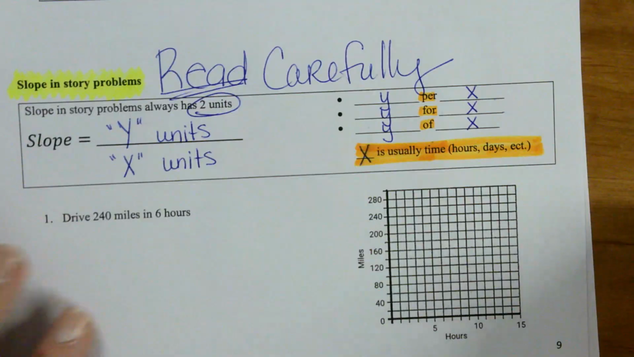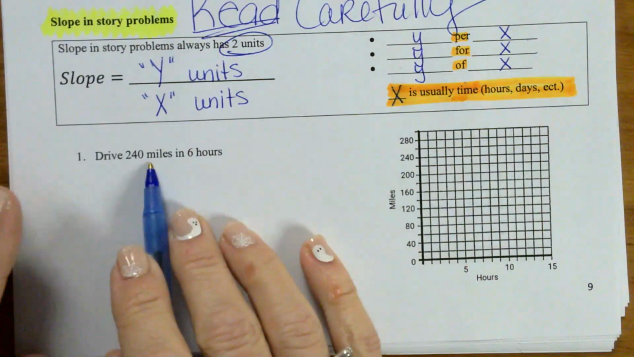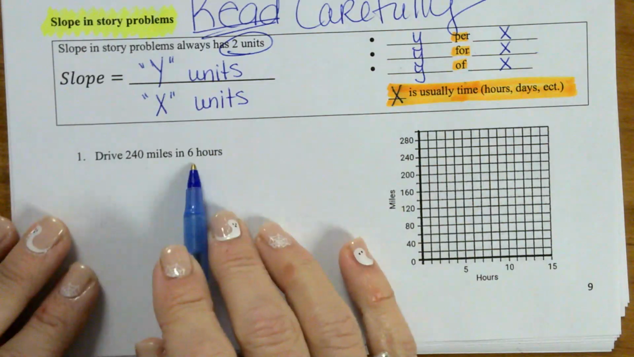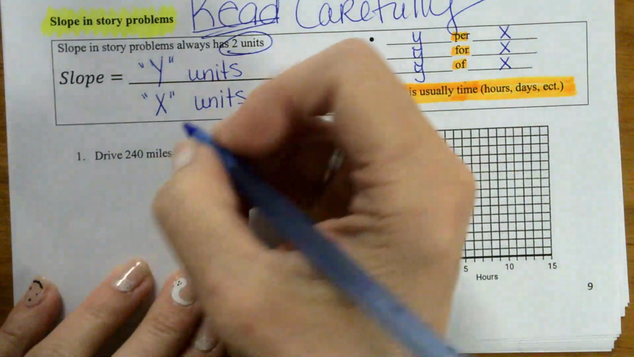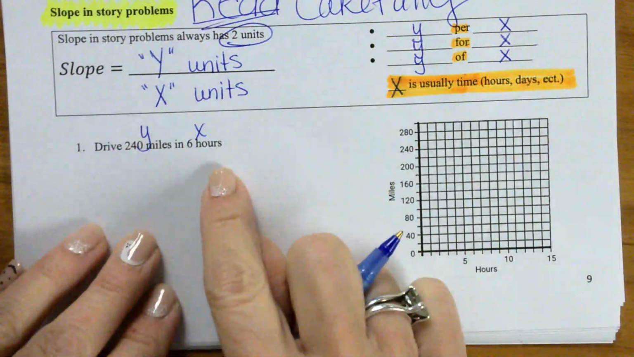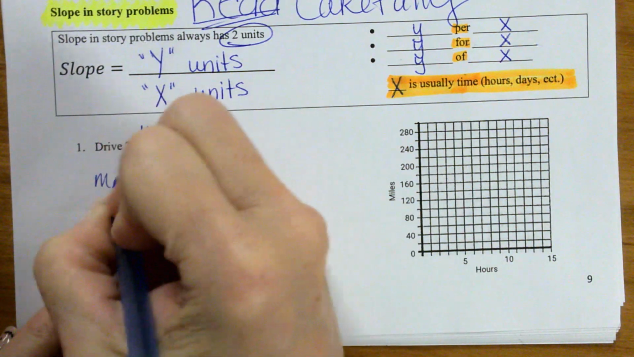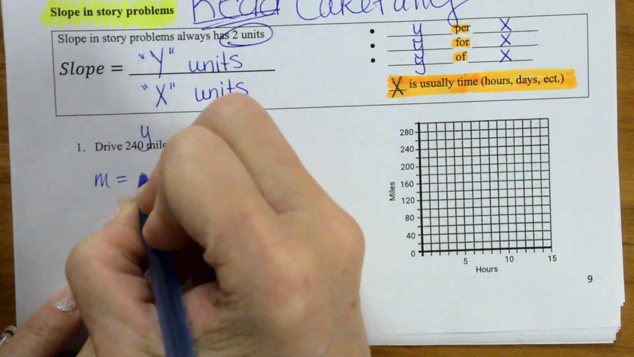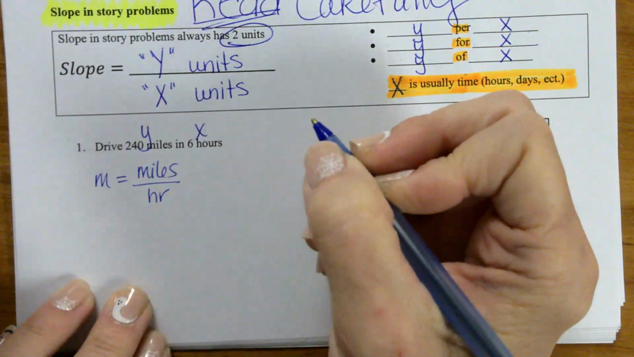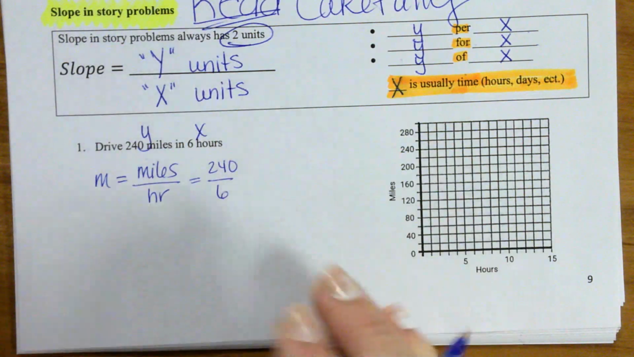Okay. So, right here, we're going to drive 240 miles in 6 hours. Right? This is my Y, and that's my X. Oh, X is time. So, ready? Here's your slope. We're going to be talking about miles per hour. So I'm going to write 240 over 6.